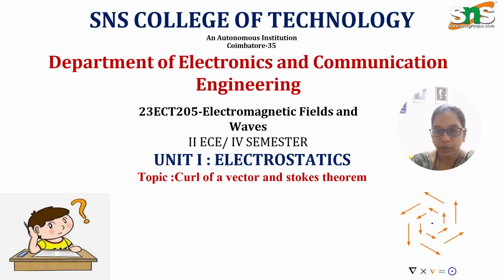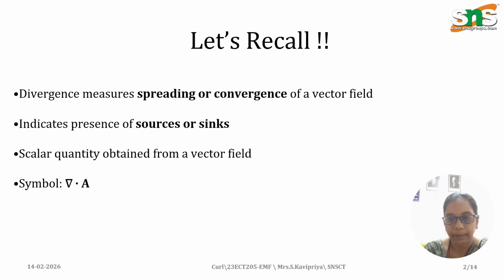I am going to discuss the topic curl of a vector and Stokes theorem. So let's recall the divergence of a vector. Divergence is nothing but the spreading or convergence of a vector field. It indicates the source or sink of a field. It is represented as del dot A. So divergence of a vector is a scalar.